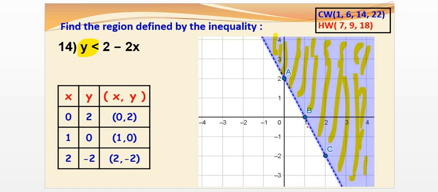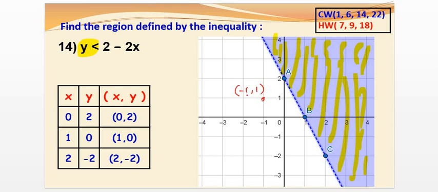Now you can check your answer. How you can check your answer? Take any point in the unshaded area. For example, let's take this one. What are the coordinates here? It's -1 and 1. You can put this ordered pair here in this inequality to check your answer. If your inequality will still remain true, that means your answer is correct.